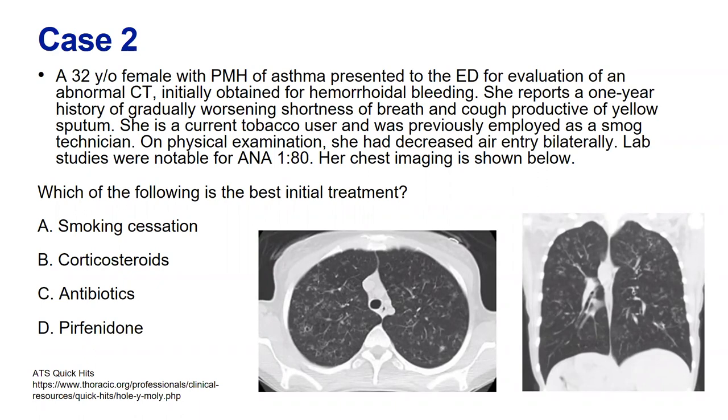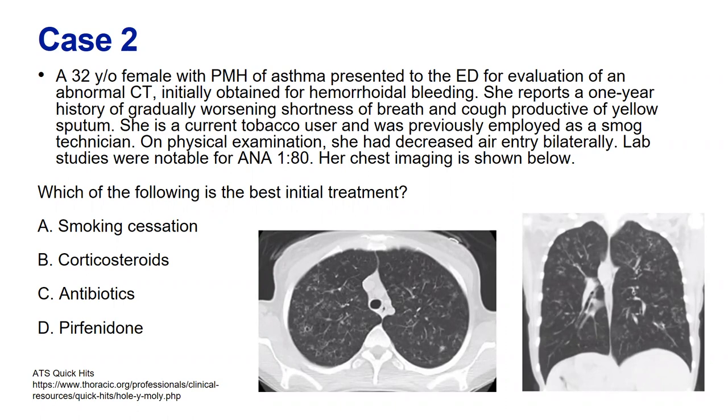Physical exam shows decreased air entry bilaterally. She has some labs, and then she gets this imaging. So which of the following is the best initial treatment for this patient? Smoking cessation, corticosteroids, antibiotics, pirfenidone. What do you guys want to do?